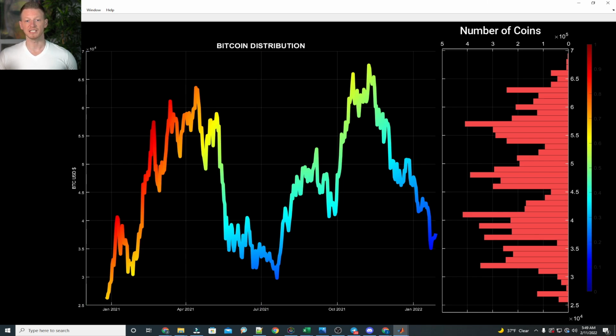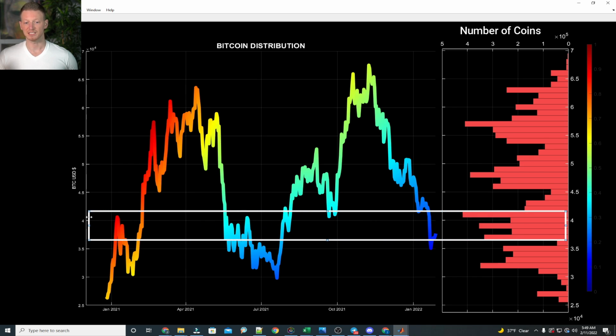And what you see is that, first of all, two things become evident. Let's start by looking at around this level right here. We're going to look from approximately 36,000 up to around the $40,000 level. In this level, there is just a massive amount of coins that have recently been purchased.